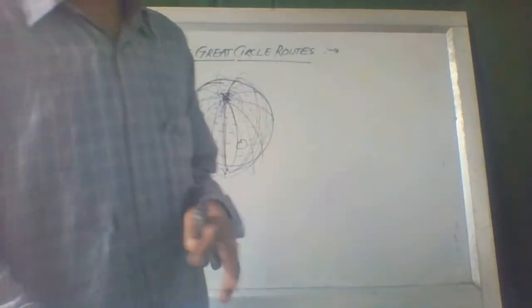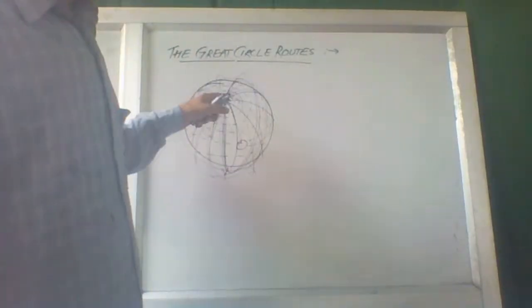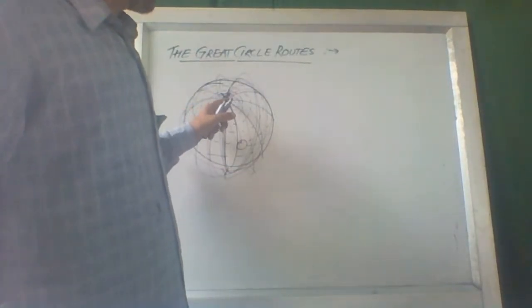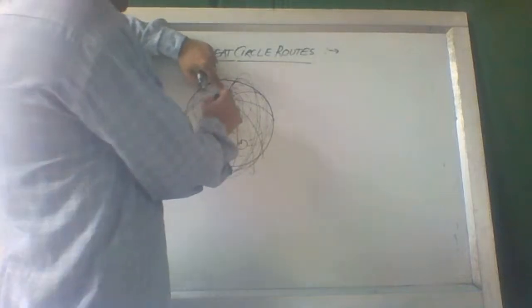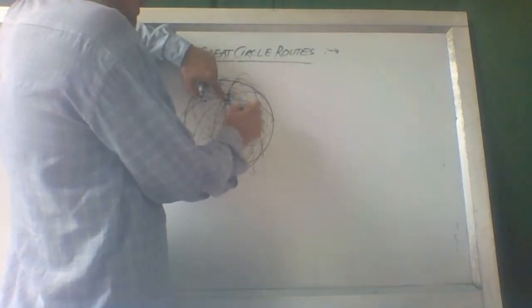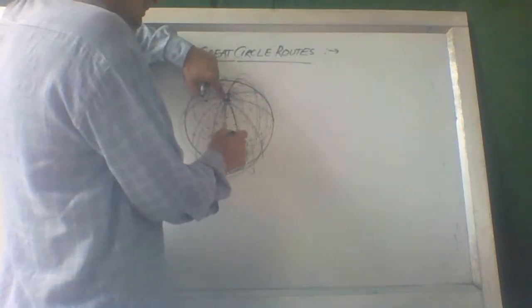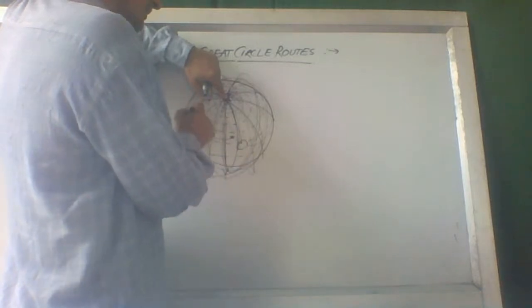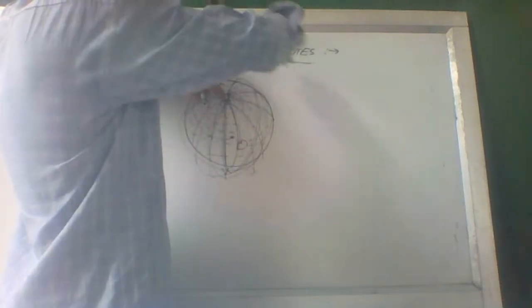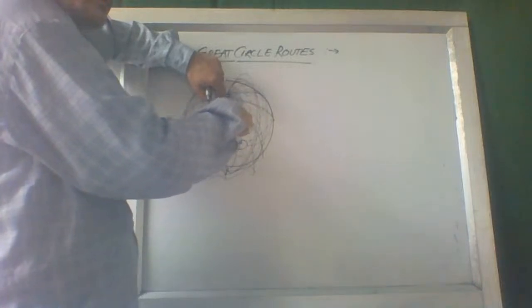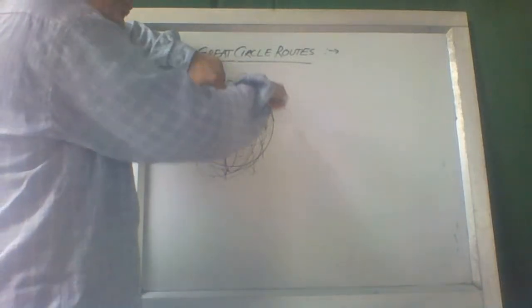It is economical always. It is the most advantageous for the aircraft over the North Pole regions. Over the North Pole region, it is an advantage because from here, they can go here, they can go here, they can go here. But if they use this path, they have to encircle it.